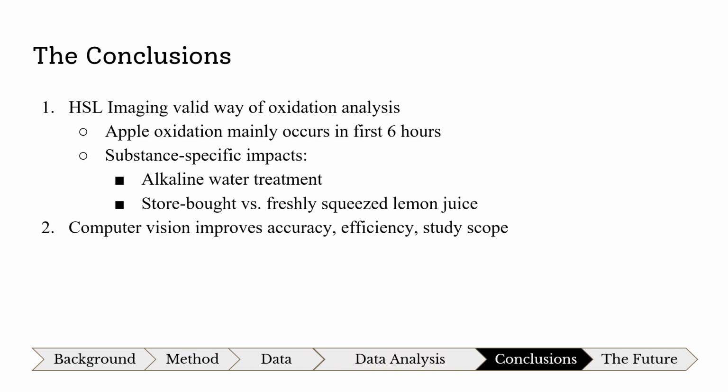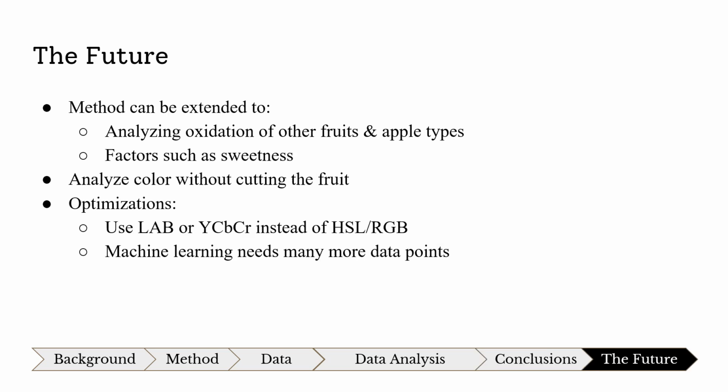In the end, we conclude that the HSL model is a suitable way of measuring and analyzing apple oxidation using hue. Furthermore, using automation and computer vision makes the process a much more efficient, accurate, and magnitudinous one. Thus, our hypotheses are confirmed. In the future, we hope to extend the scope of this study.